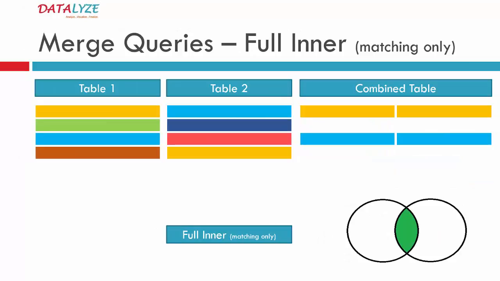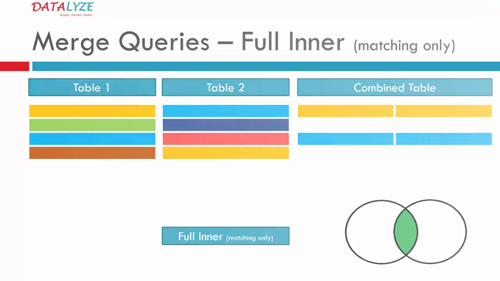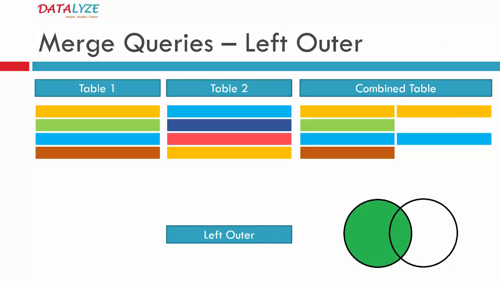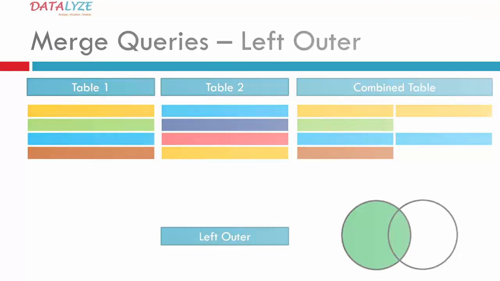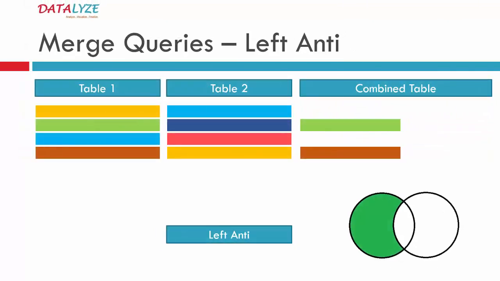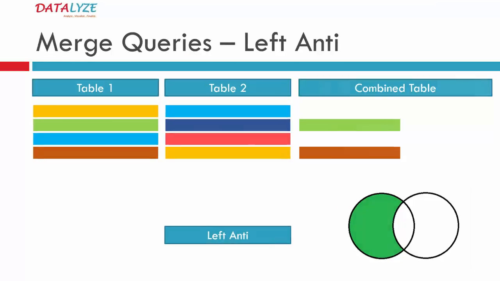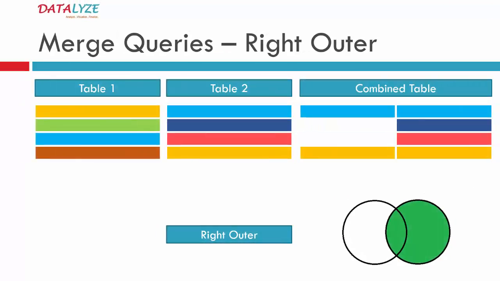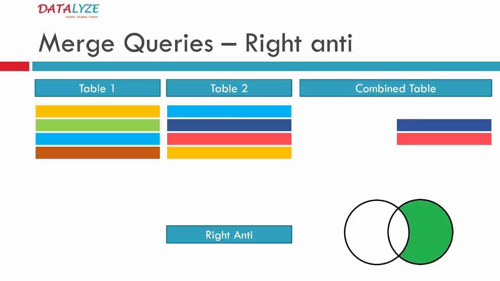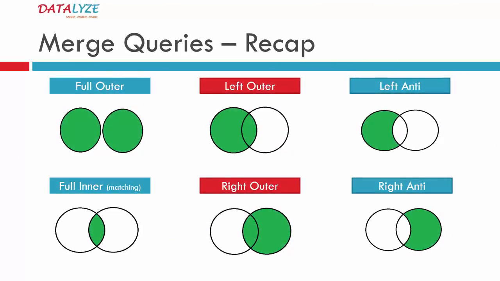Next one is the join that will bring in only matching rows from both the tables. Next, this join will bring all rows from the first table and only matching rows details from the second table. Next, this will bring in rows only from the first table which are not matching in the second table. Then the right outer will bring all rows from the second table and only matching rows details from the first table. This will bring in rows only from the second table which do not match rows in the first table. This is just a brief recap of joins.